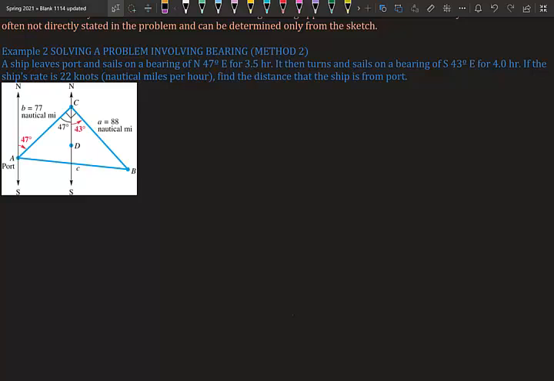All right, a ship leaves port and sails on a bearing of north 47 degrees east for 3.5 hours. It turns and sails on a bearing of south 43 degrees east for 4 hours. If the ship's rate is 22 nautical miles per hour, find the distance that the ship is from the port.